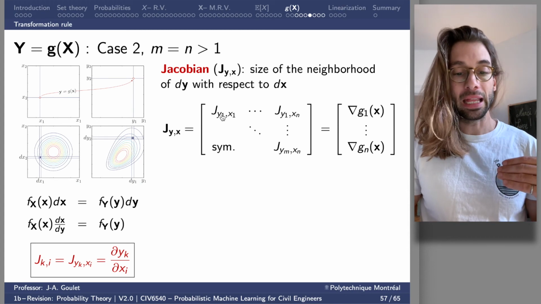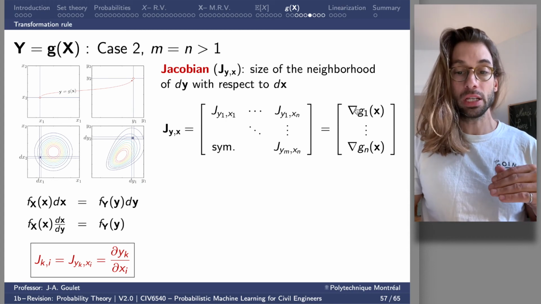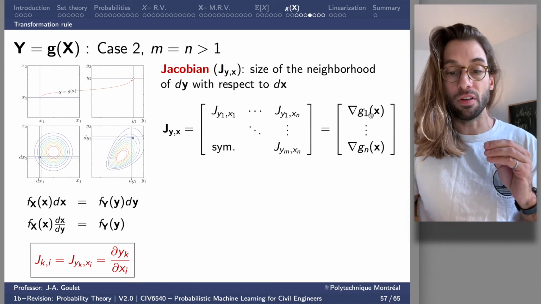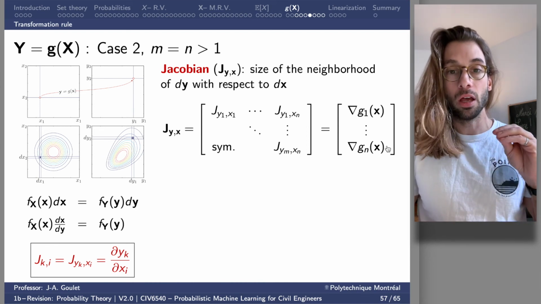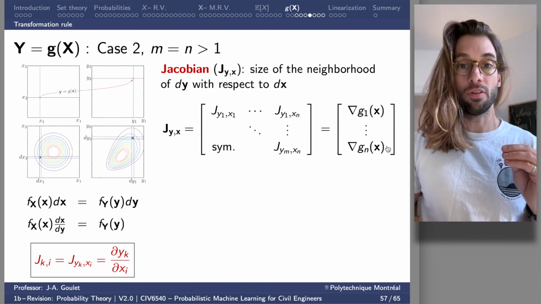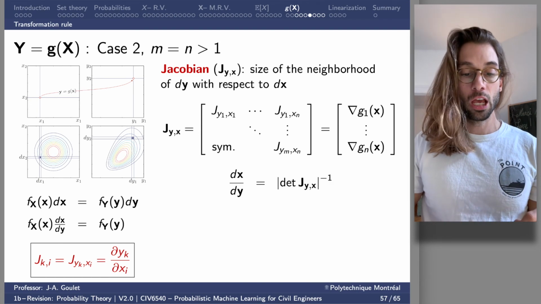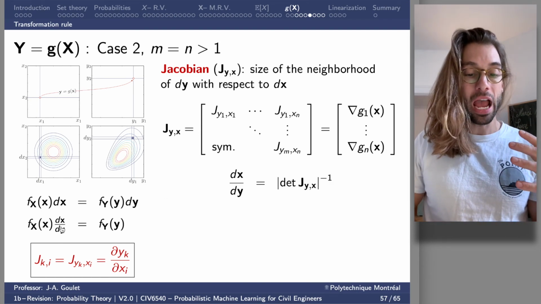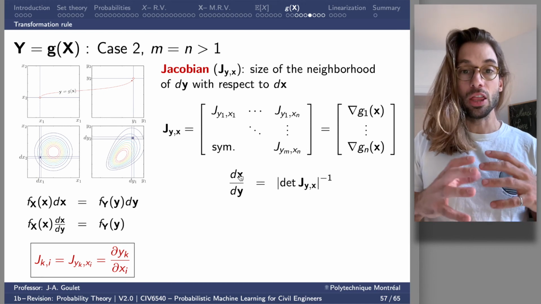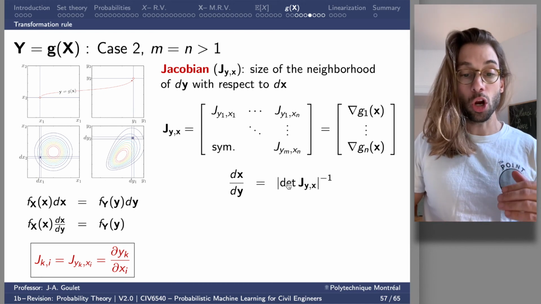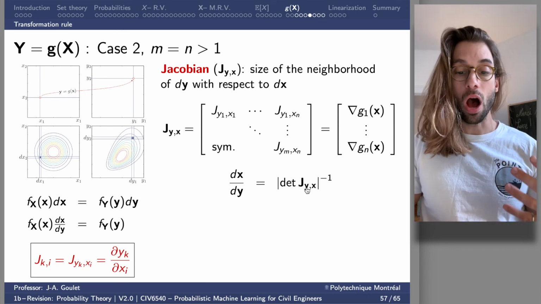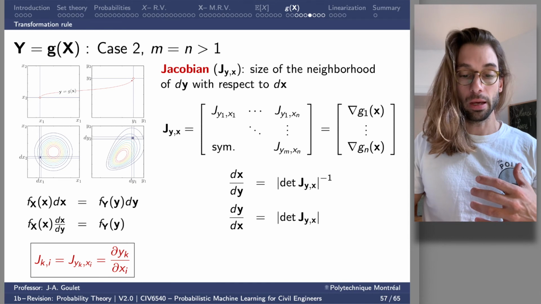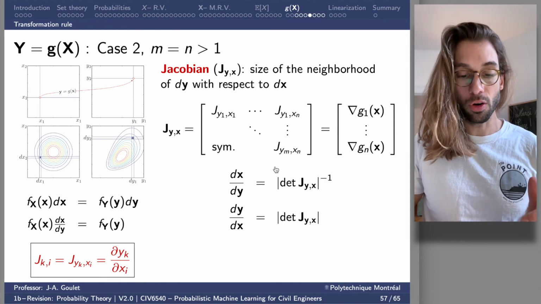So we can see that each line in my Jacobian matrix is like a gradient vector, which is in fact the partial derivative of the first output of my function with respect to all x. The last column is going to be the derivative of my last output for my function with respect to all x. So at the end, the dx dy I'm looking for here is going to be the inverse of the determinant of that Jacobian containing the partial derivative of y with respect to x, okay? And the inverse in absolute value.